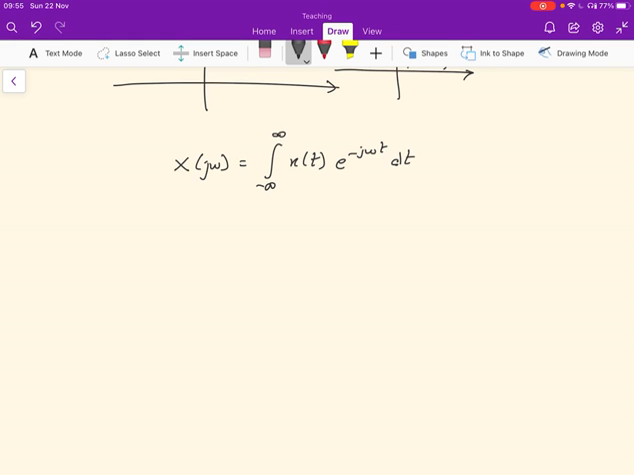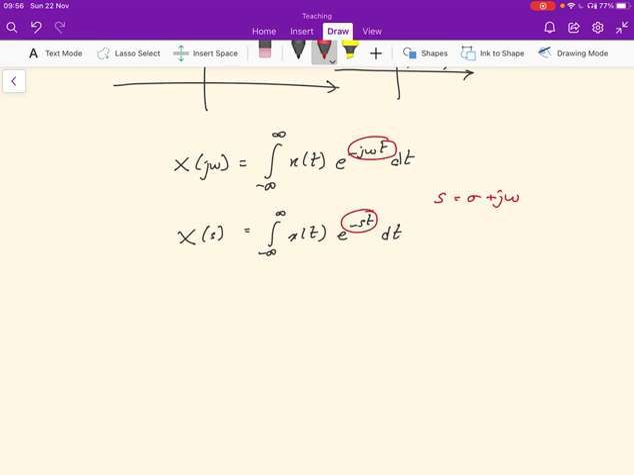And we compare this to the Laplace transform. Here we have X of s, where s is a complex quantity, given by the integral from minus infinity to infinity of x(t) e to the minus st dt. And if you compare the two, what we're doing is replacing e to the minus j omega t with e to the minus st, where s is given by sigma plus j omega.